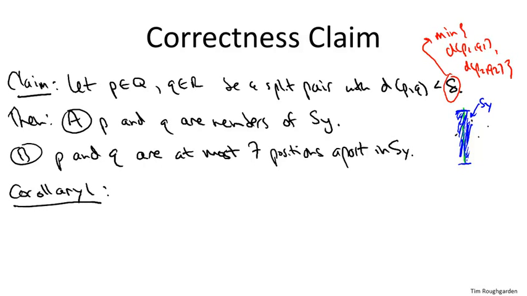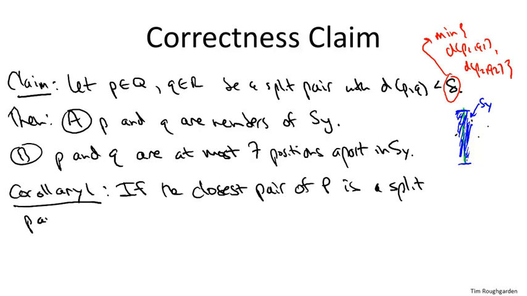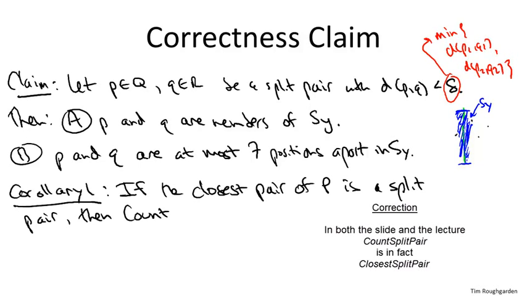So if this claim is true, then so is the following corollary, which I'll call corollary 1. Corollary 1 says, if we're in the unlucky case that we discussed earlier, where the closest pair of points in the whole point set P does not lie both on the left, nor both on the right, but rather has one point on the left and one on the right, that is, it's a split pair, then in fact the count split pair subroutine will correctly identify the closest split pair, and therefore the closest pair overall. Why is this true?